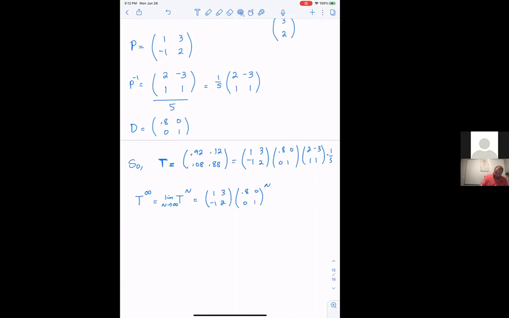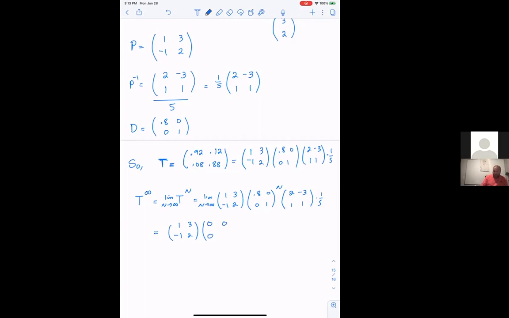this is still the limit as N goes to infinity technically. But what I can do is just raise the D to that power. Now, as N gets really, really big, what happens to 0.8 to the N? Well, 0.8 squared, 0.8 cubed, 0.8 to the 4th, they get smaller. 0.8 squared is, for example, 0.64. It's smaller because it's a number between 0 and 1, technically negative 1 to 1. So as you raise it to higher and higher powers, it gets smaller. In the limit, it goes to 0.